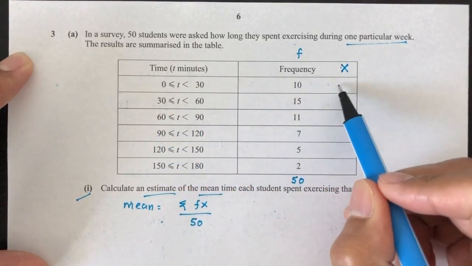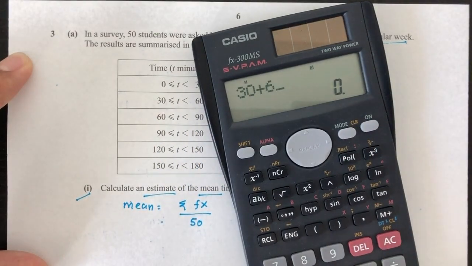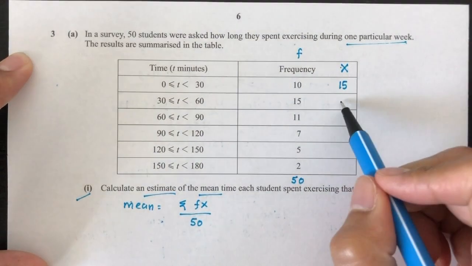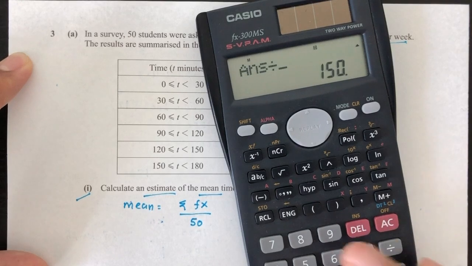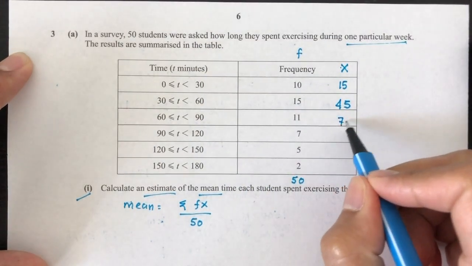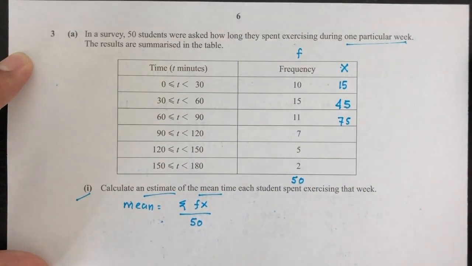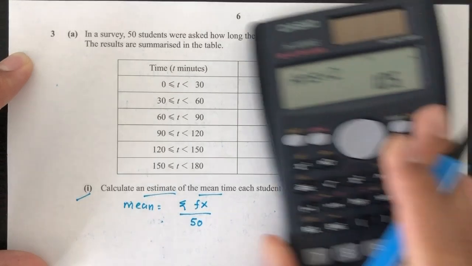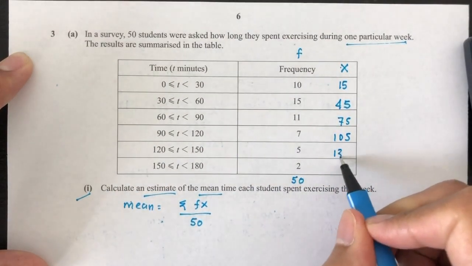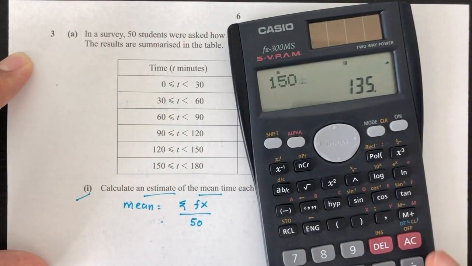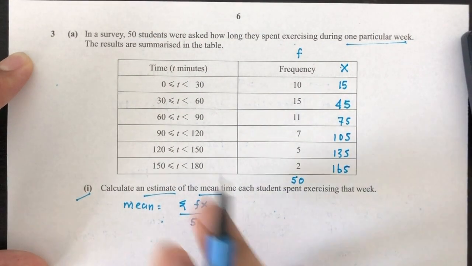For 0 to 30, the midpoint is 15. What is the midpoint here? You have to do 30 plus 60 divided by 2, 45. The midpoint here will be what? Same step, 60 plus 90 divided by 2, 75. Same thing here, 90 plus 120 divided by 2, 105. Same thing here as well, 120 plus 150 divided by 2, that will be 135. And the last one, 150 plus 180 divided by 2, that will be 165. So this is the midpoint of every class.